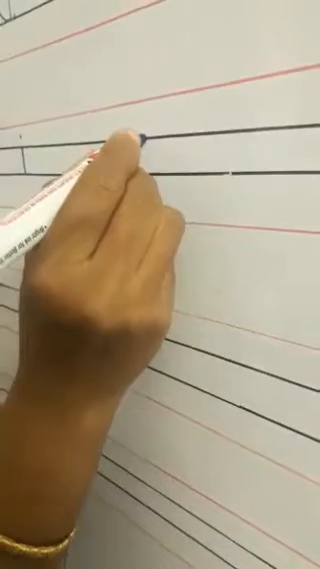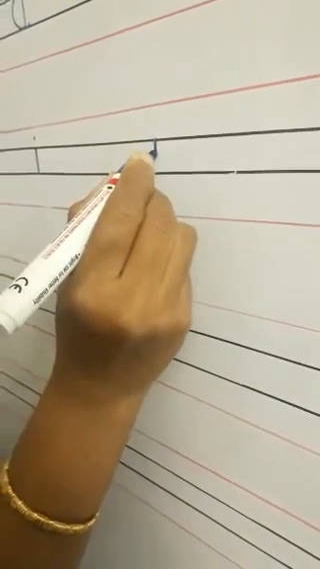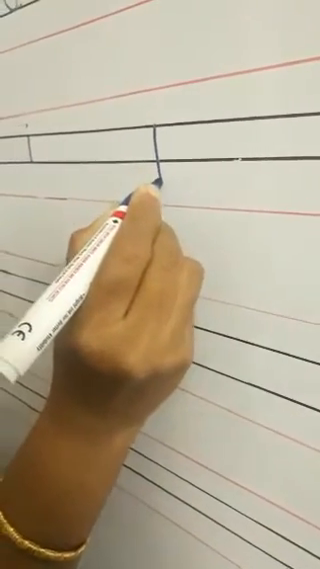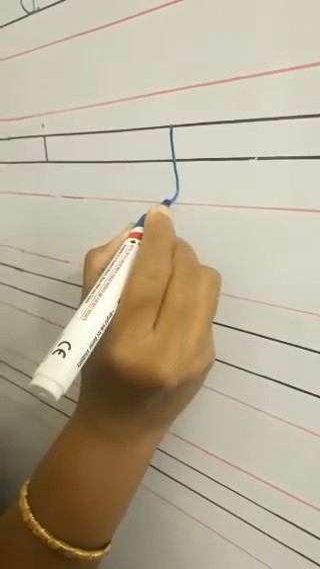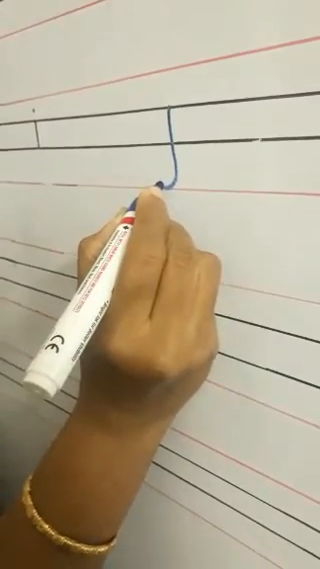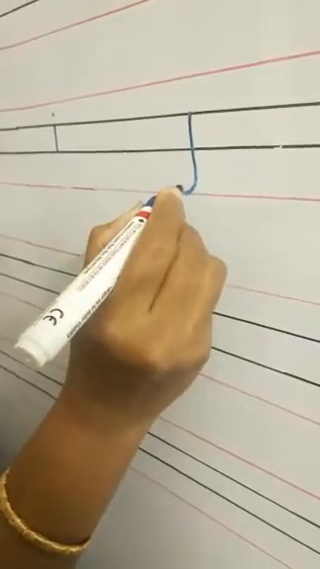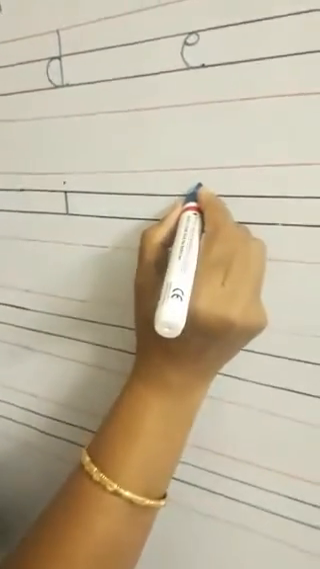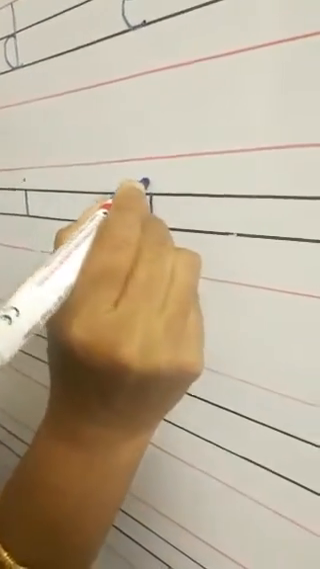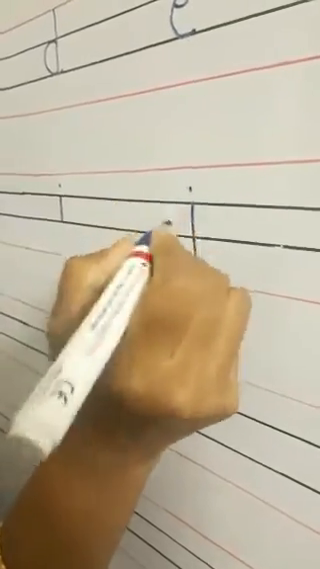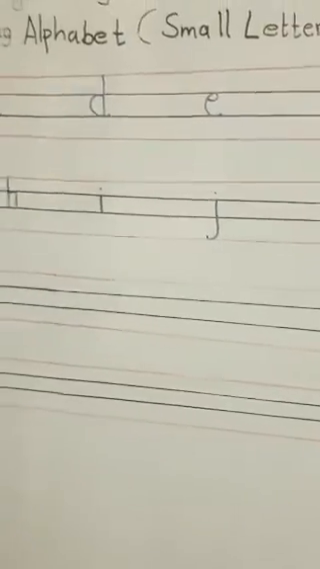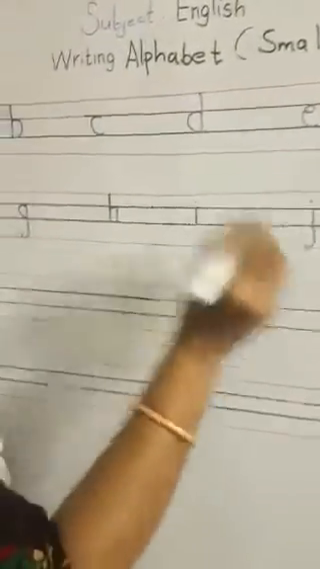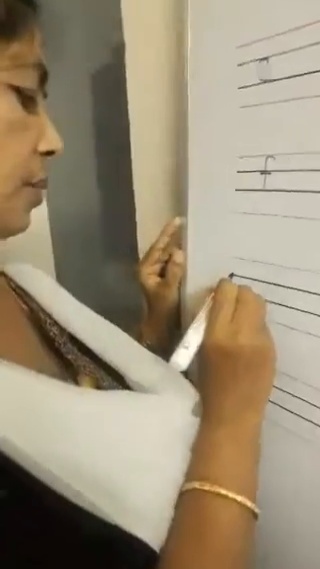Start from the middle and draw a standing line towards the last line, the red line, with a small curve towards the left or backward curve. Now again go to the middle and put a small dot above the middle line. What is the next letter, students? J after what? K. Yes.